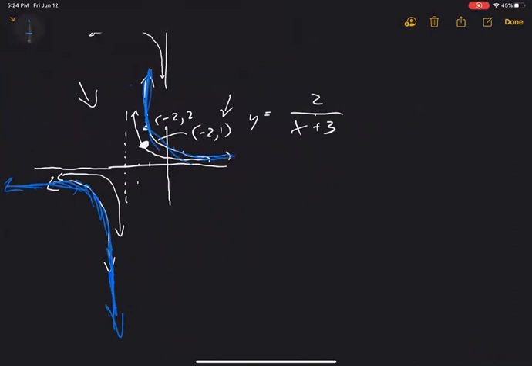Okay, so really ugly, rough sketch. Hopefully it makes sense. Okay. So that's all for this problem. So just make similar transformations for your own problems.